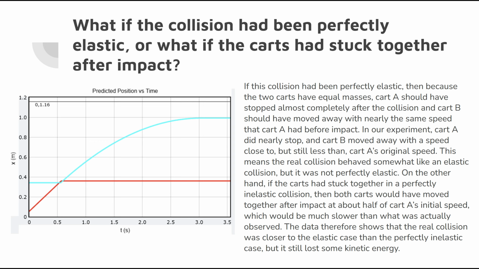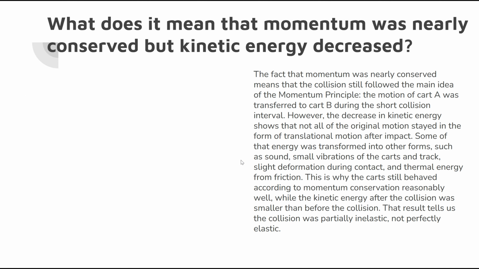On the other hand, if the carts had stuck together in a perfectly inelastic collision, then both carts would have moved together after impact at about half of cart A's initial speed, which would have been much slower than what was actually observed. The data therefore shows that the real collision was closer to the elastic case than the perfectly inelastic case, but still lost some kinetic energy.